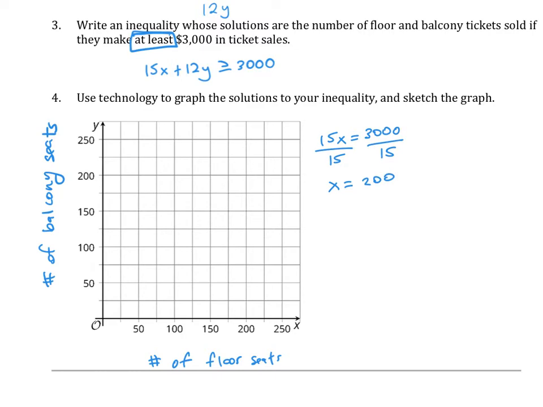Then you're going to repeat the process for the y intercept. This time I'm going to plug 0 in for x and then solve for y. So 12y is equal to 3,000. Divide both sides by 12, so y is 250. Now I can go over here and quickly plot those points, and then I'm going to connect them with a line.